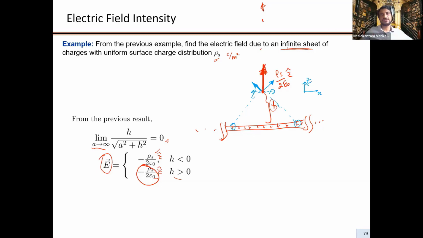Because the plate is infinitely long, the approximation tells you physically that even here it's going to be rho s over 2 epsilon naught. So that kind of makes sense. But how about when h is less than 0? It's again the same magnitude, but the direction is going to be in the negative z hat direction, rho s over 2 epsilon naught.